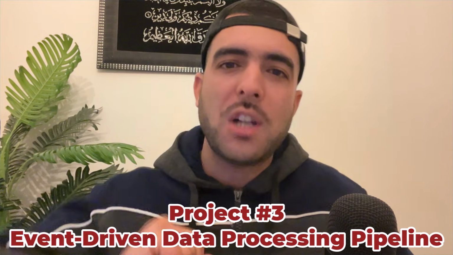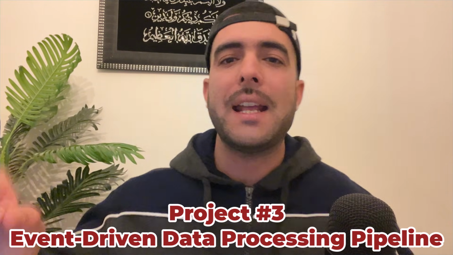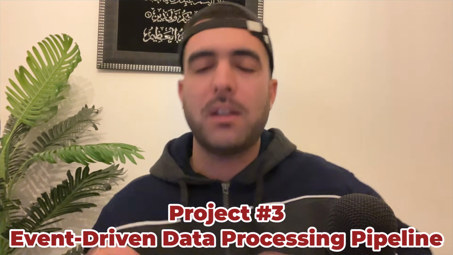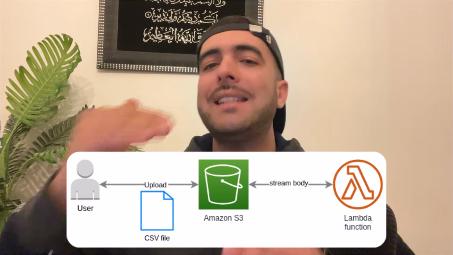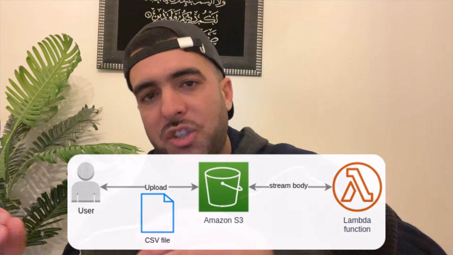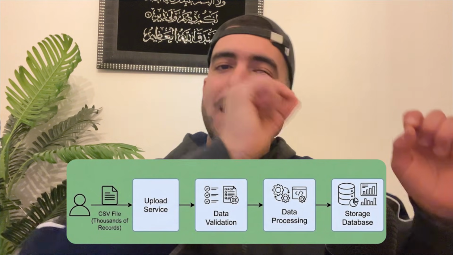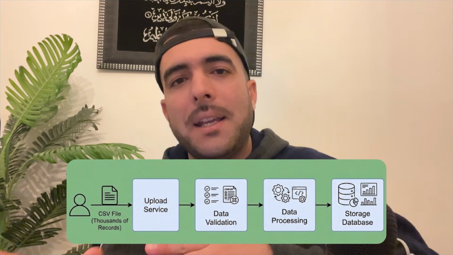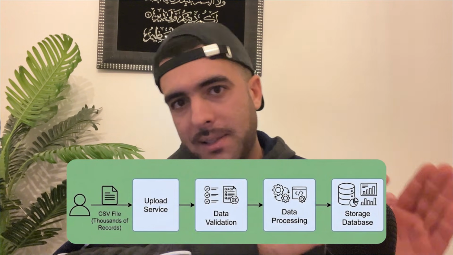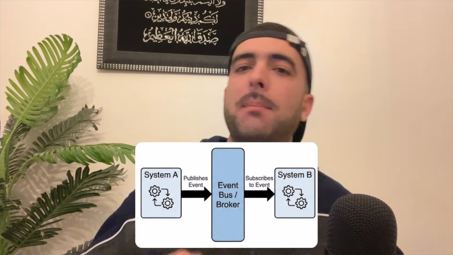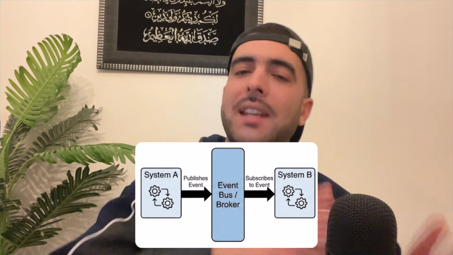Now the third project is an event-driven data processing pipeline. We can consider a company that allows users to upload CSV files containing thousands of transactions. So your system needs to take that file, validate the data, process it, and then store the results somewhere else. Basically, this project is about decoupling systems using events.